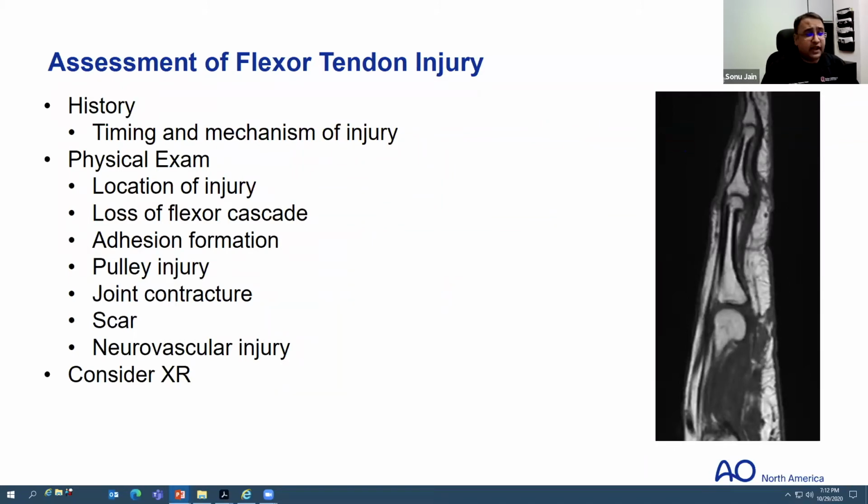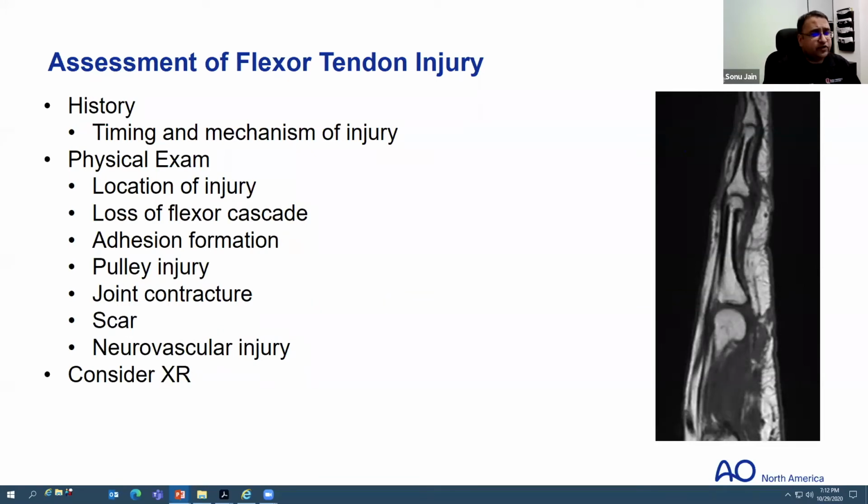Well, like in anything else in hand surgery, you want to get a complete history, right? You want to know the timing and the mechanism of injury. Was this a sharp laceration? Did it happen yesterday? Did it happen 2 weeks ago? And then you want to do a complete physical exam, right?